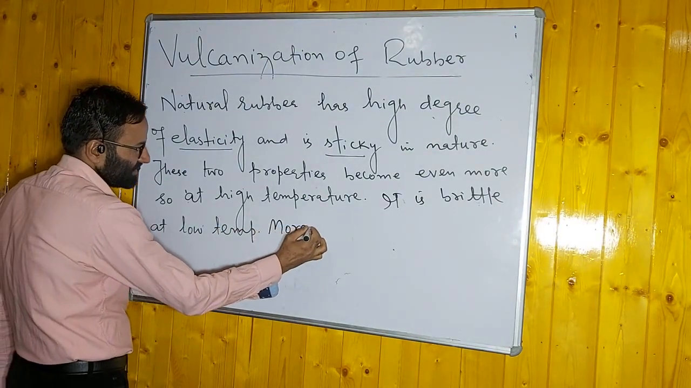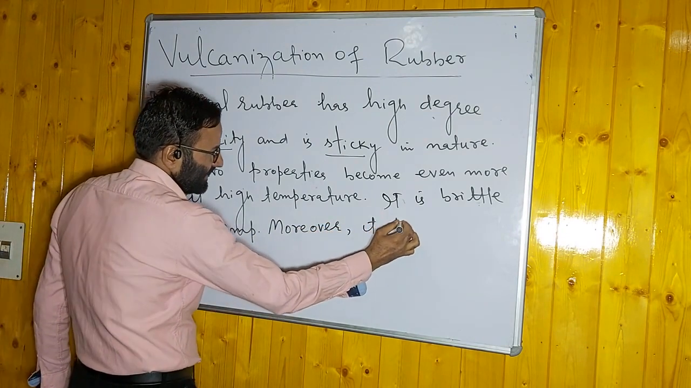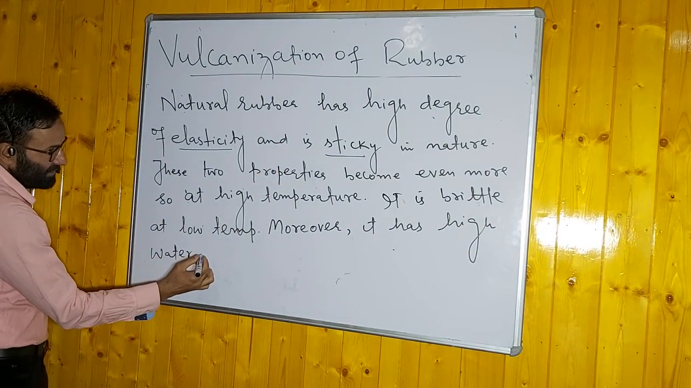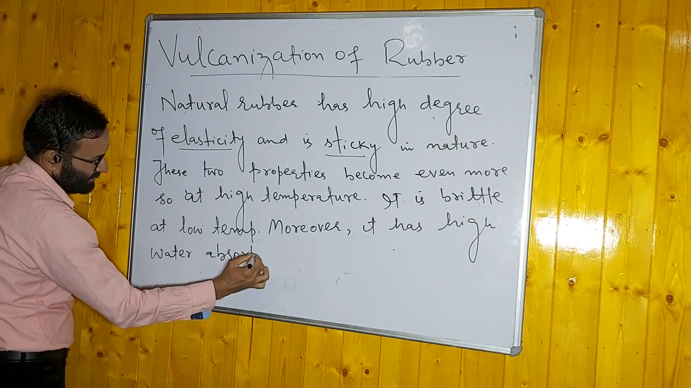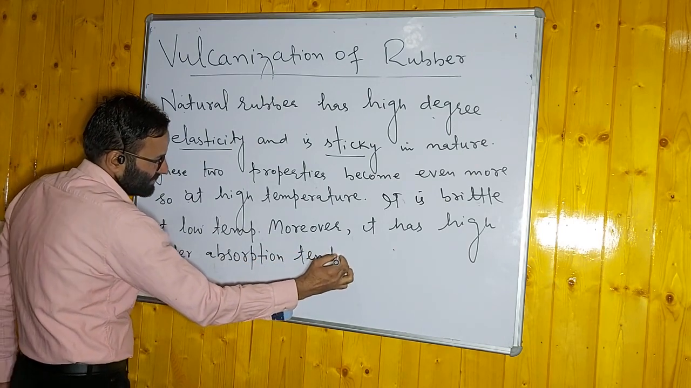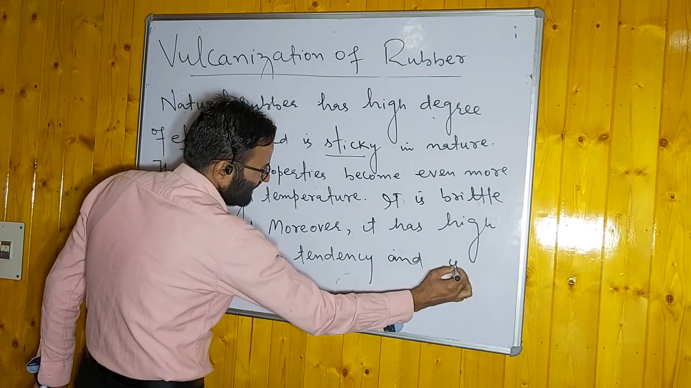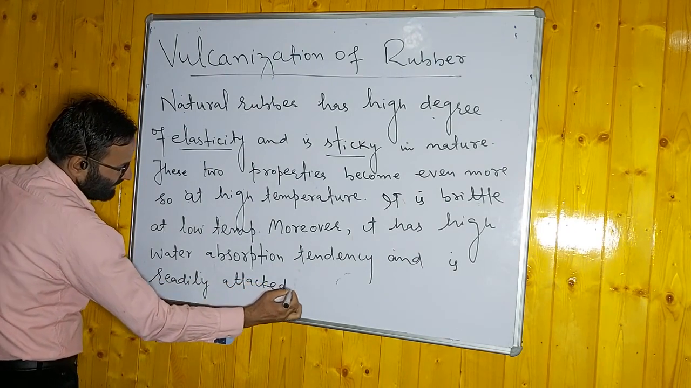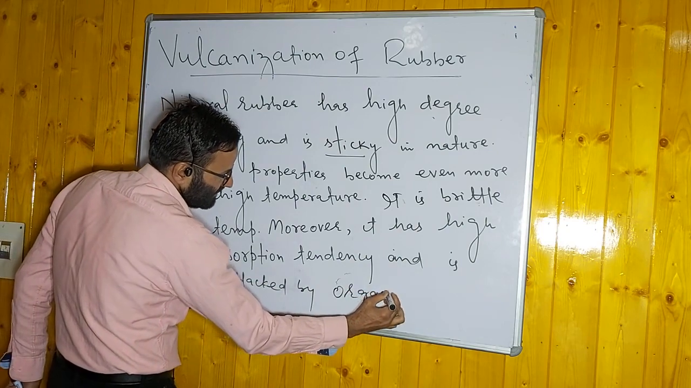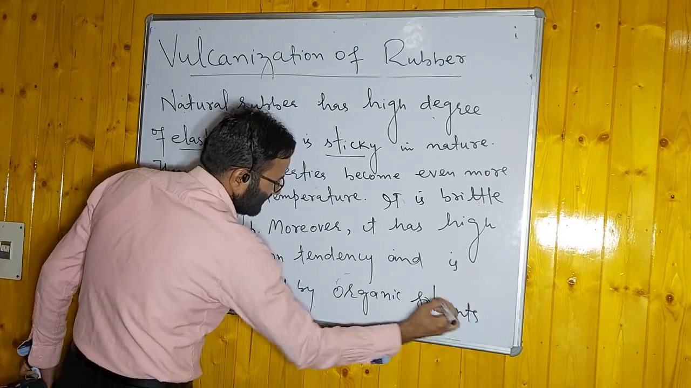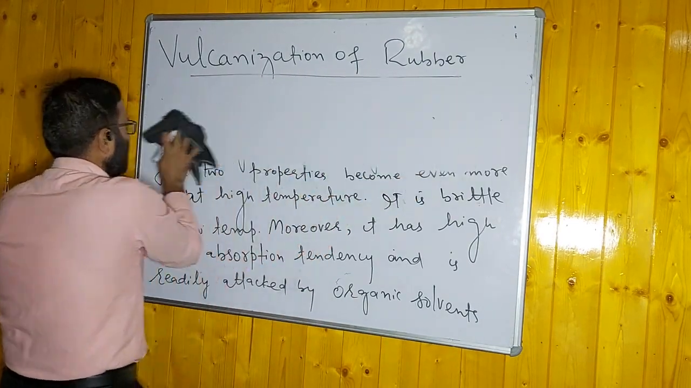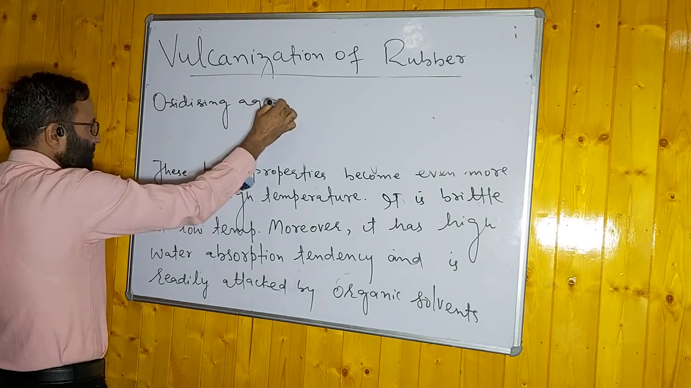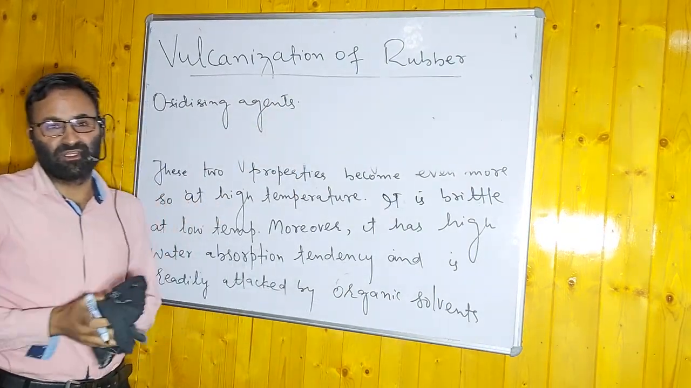Moreover, what are the next problems? Moreover, it has high water absorption tendency, and is readily attacked by organic solvents and oxidizing agents. Dear students, first you have to remember these are the problems associated with the natural rubber.